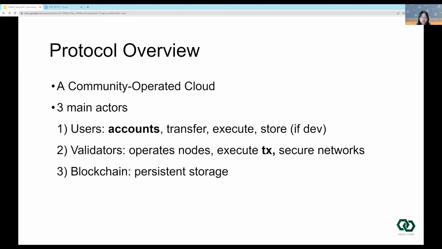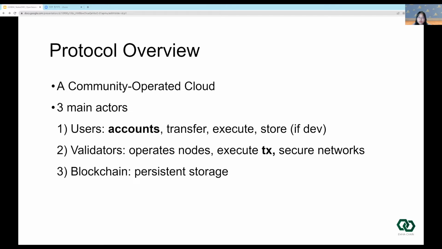The users consume the services provided by the NEAR network. Users can have one or more accounts. They transfer tokens such as the native token or community-built ones, and users can execute dApps stored in the blockchain, known as smart contracts. And if a user is a developer, they can store their own decentralized app in the blockchain.